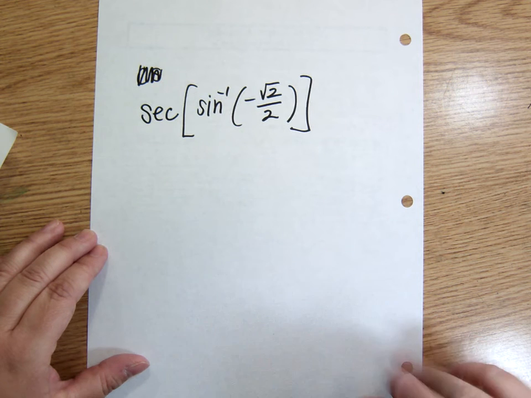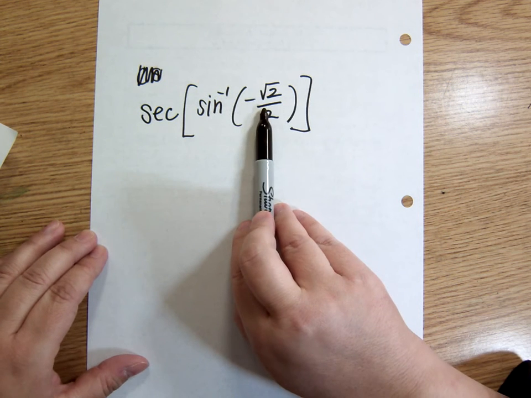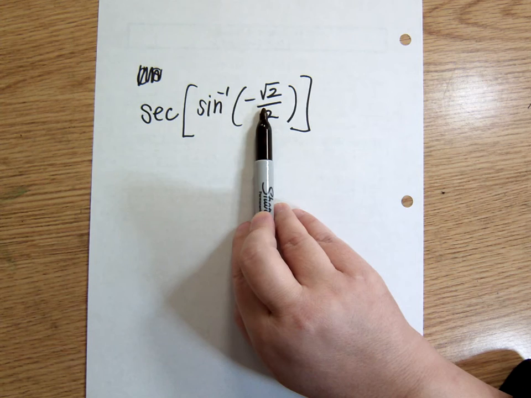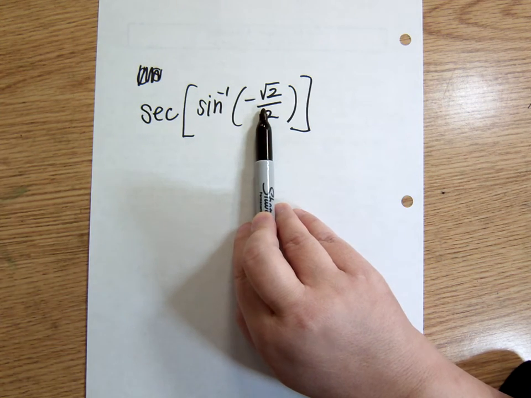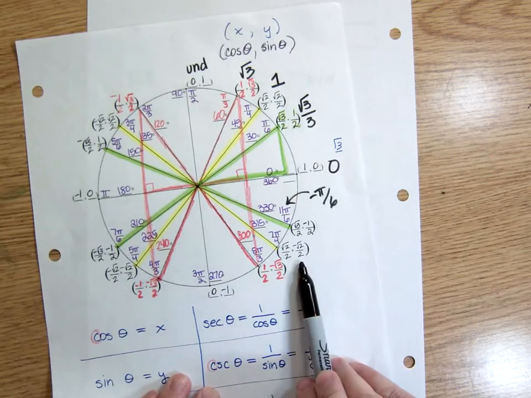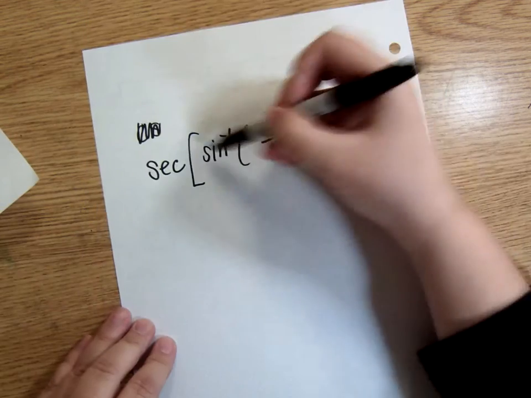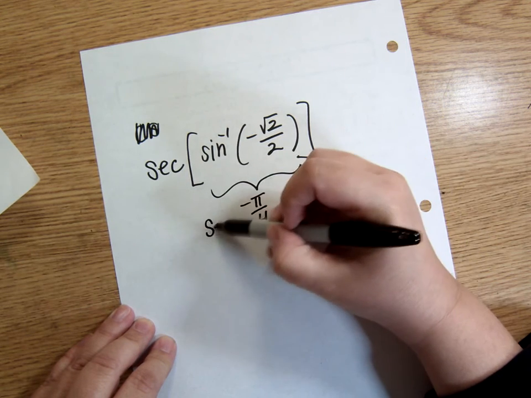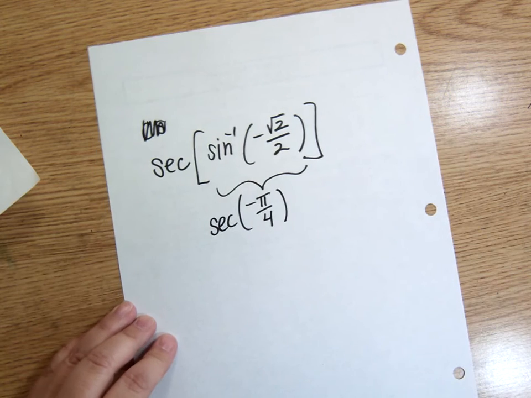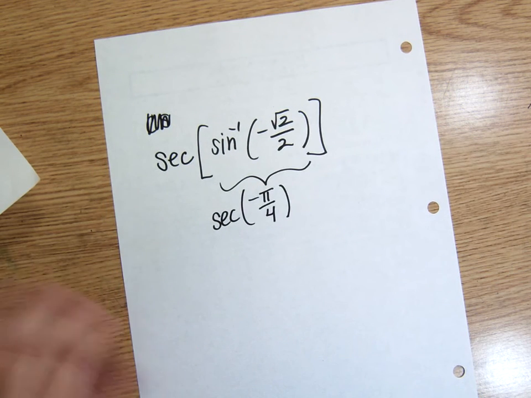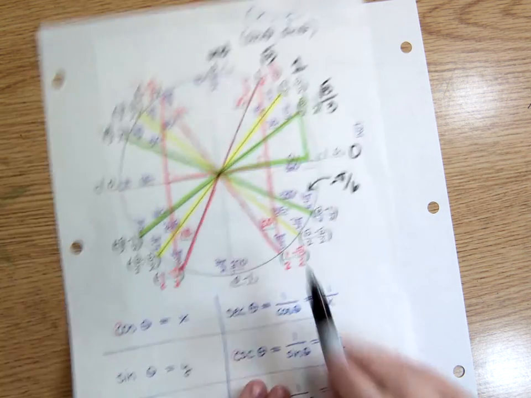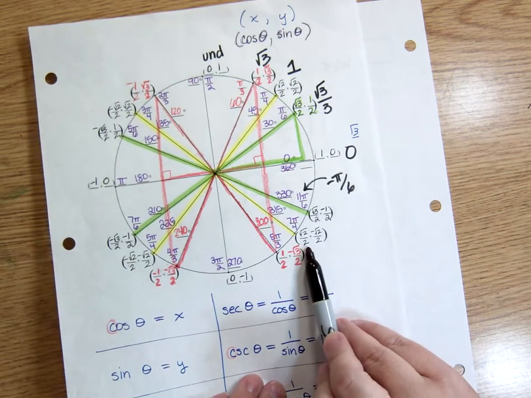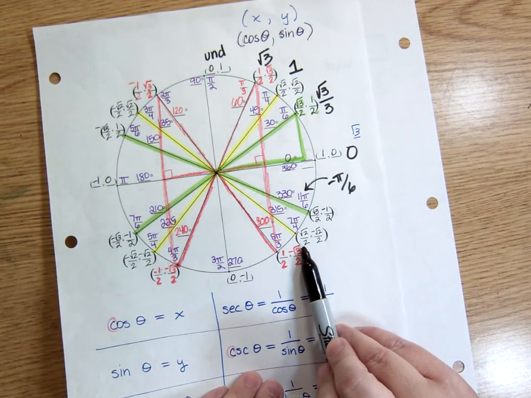Okay? So sine, if it's negative, what quadrant do I look in? Fourth, okay? So I'm looking for a place in the fourth quadrant where I have negative square root of 2/2, and that's at negative pi/4. So all of this becomes negative pi/4, and I'm finding the secant of negative pi/4. The secant is the reciprocal of the what? Cosine. So negative pi/4, the cosine is square root of 2/2. Flip that over, you get 2 over square root of 2 and then have to rationalize it.